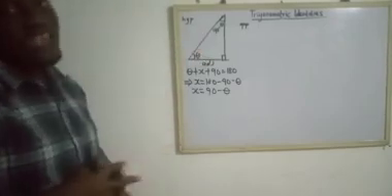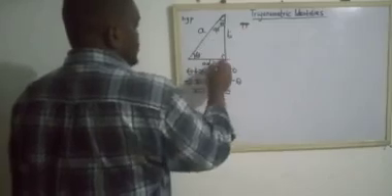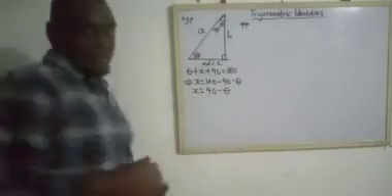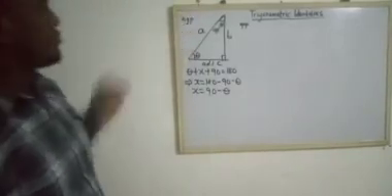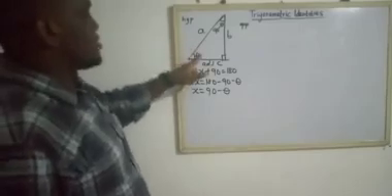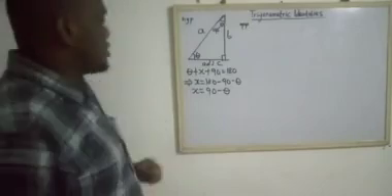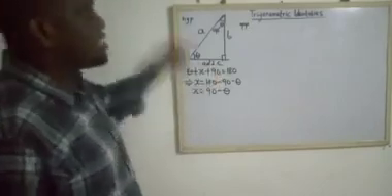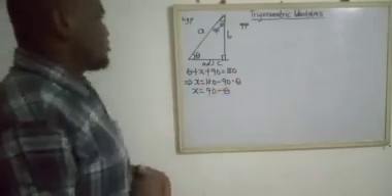Since I have been able to find X as 90 minus theta, now let me give this right angle triangle sides. Let me call this side A, this side B, and this side C. That means the hypotenuse is A. The side facing my angle theta is my opposite, and that is B. And the last side is my adjacent, and I call that side C.